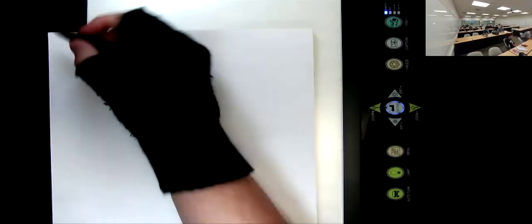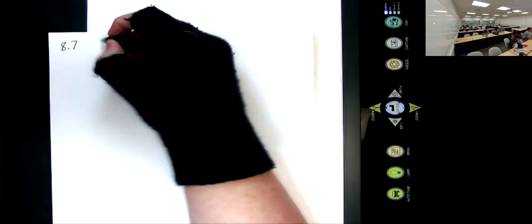This is 8.7, and this is on polar equations and graphs.